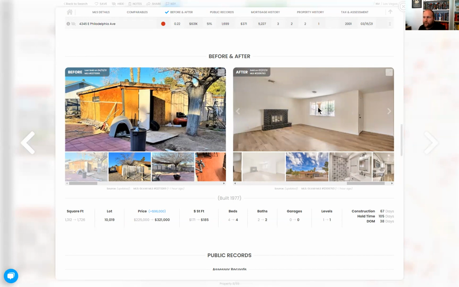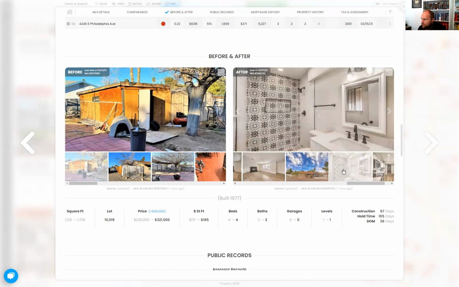So that's really valuable, being able to see the before and after and be like, okay, if I buy a property in the same neighborhood and I'm a fix and flipper, I'm going to maybe use this type of floor. Maybe I'm going to use this type of paint. Maybe this is what I'll do to the bathroom, these types of fixtures, whatever. Okay. And then you can see what they bought it for versus what they sold it for.